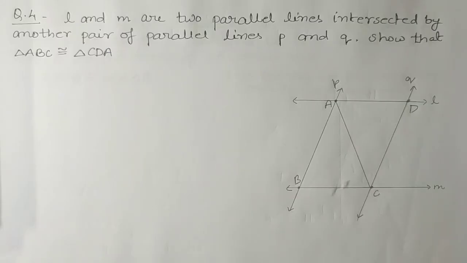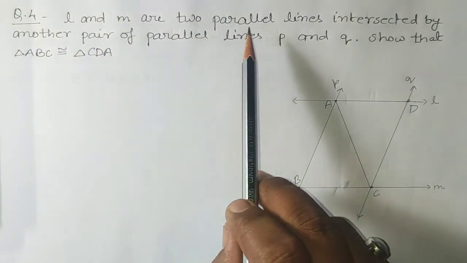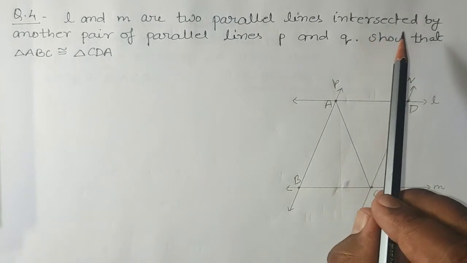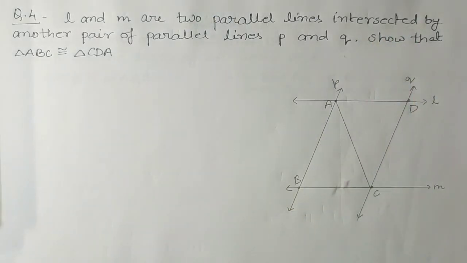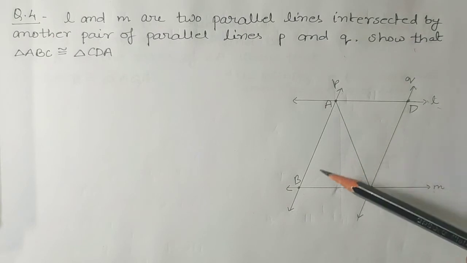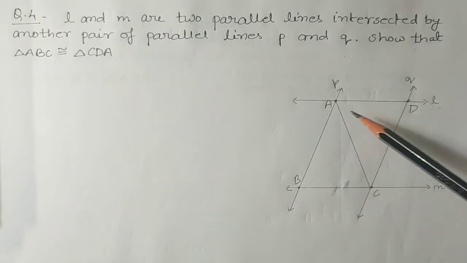Coming to the next question, students. Question number 4 is, L and M are two parallel lines intersected by another pair of parallel lines P and Q. See, two lines are there, L and M, which are parallel, and these two lines are intersected by a parallel pair of lines, that is P and Q. We have to show that triangle ABC is congruent to triangle CDA.